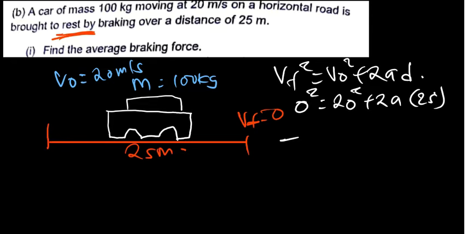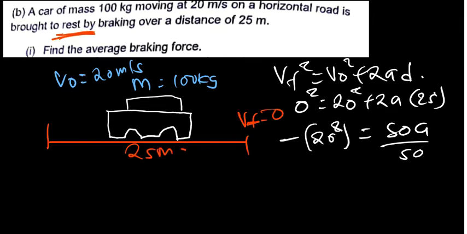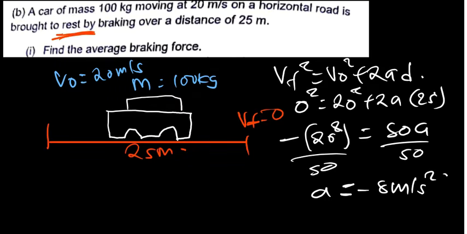We're going to find that this is going to be equal to 2 times 25, which is going to give us 50. We divide it by 50. Acceleration is going to be 20 squared divided by 50. So it's negative 8 meters per second squared.